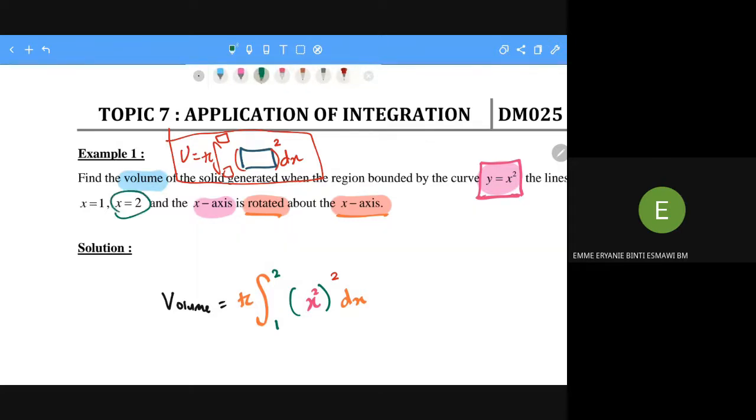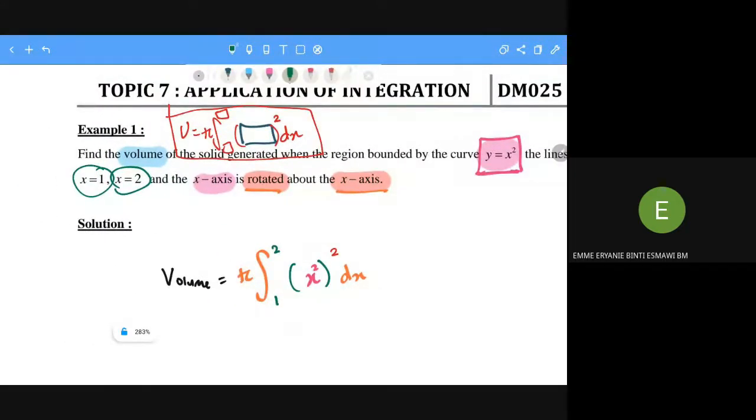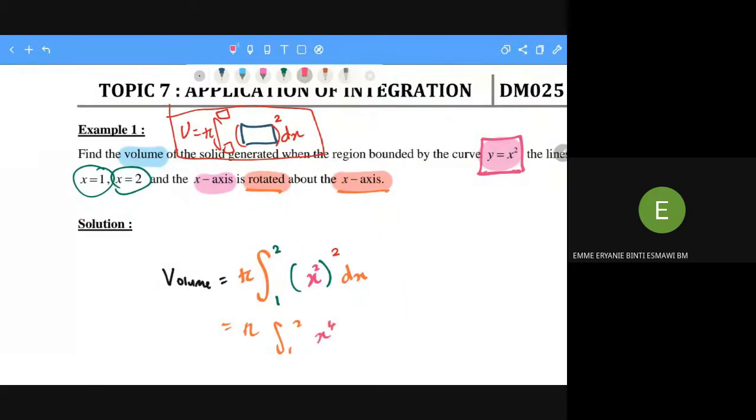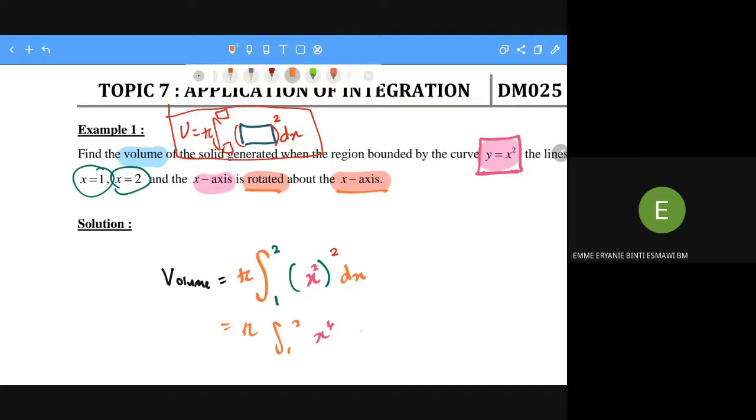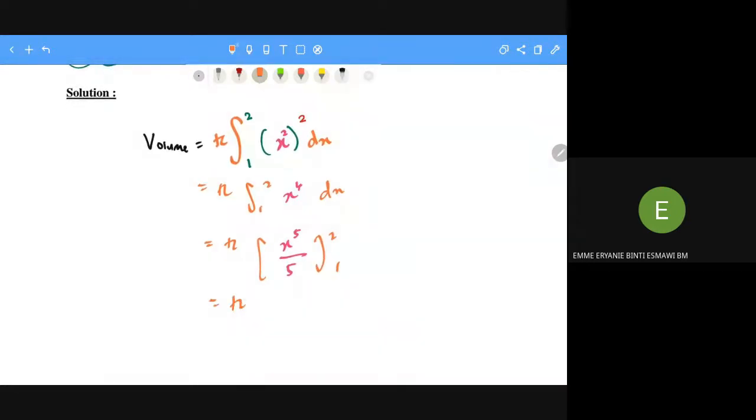Okay, so x equal to 1, x equal to 2 letak dekat limit dia, paling besar kat atas, kecil kat bawah. Okay. Dah letak yang itu, we just have to write pi here and then simplify kat dalam sini. Okay, x square, the square kan is x power 4. And then we have dx. Okay, after that x power 4 is x power 4 tambah 1 bahagi yang power baru. Lepas tu dengan dia punya limit, don't forget.